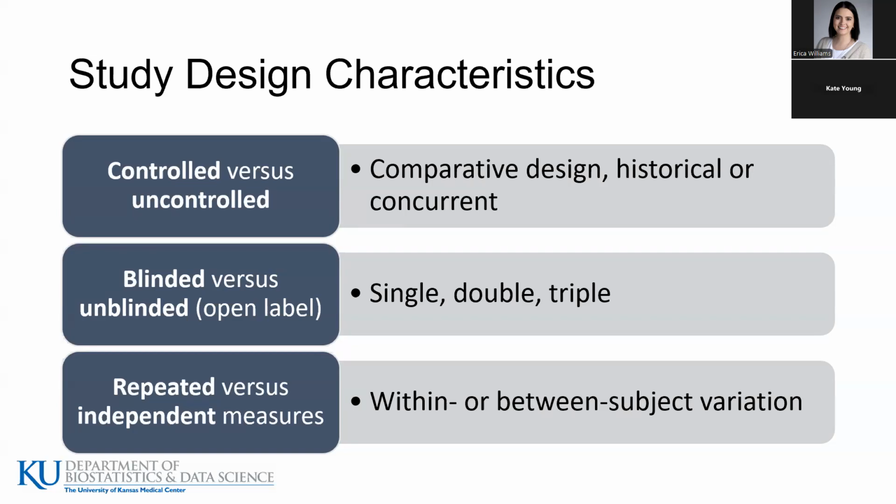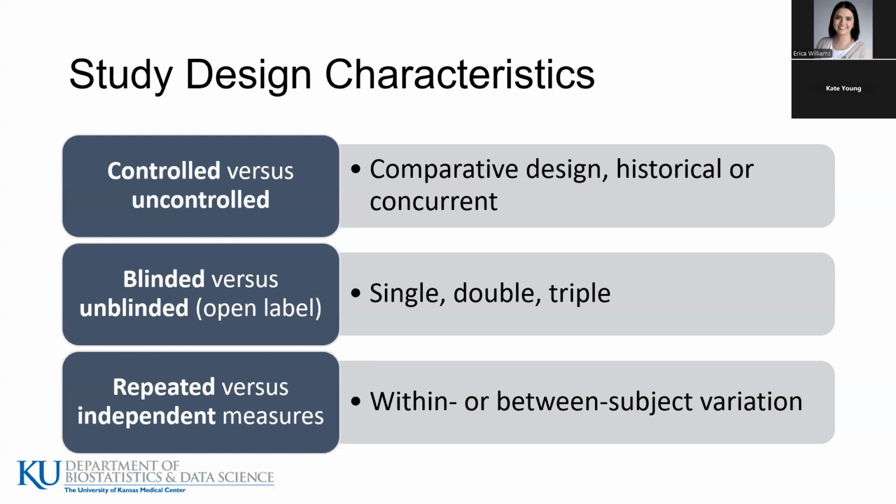And then blinded versus unblinded or open label. So there's different types of blinding. We can have single blind where only the participant is blinded, double where the patient and the investigators are blinded, and then triple where the patient, investigator, and the data analyst are all blinded.